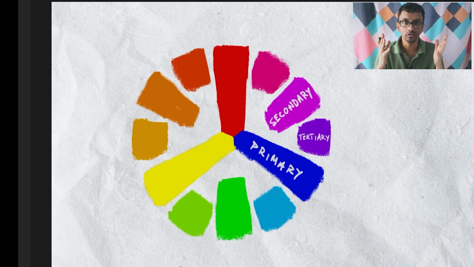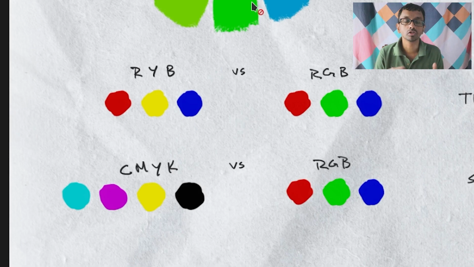Alright, next up, color wheel. There are three primary colors, red, yellow and blue. And when you mix those colors, you create secondary colors like pink, green, orange. And when you mix secondary and primary colors, you get tertiary colors: violet, reddish pink, orange yellow, lemon green and cyan. Now what's the difference between RYB and RGB?